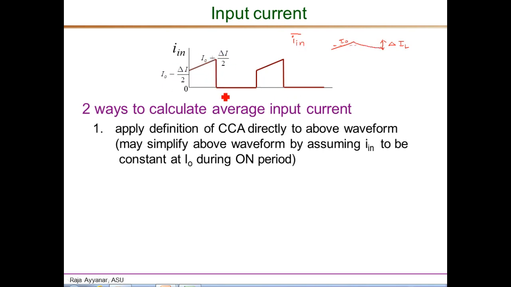So the average or the area under this trapezoidal portion would be the sum of these two, which is essentially 2 times IO, because the delta I over 2 they cancel, divided by 2 times this duration, which is d times Ts, and there is nothing added during this off interval. So this is the total area divided by Ts, gives you d times IO. So that is the average input current. This is nothing but the duty ratio times the output current.